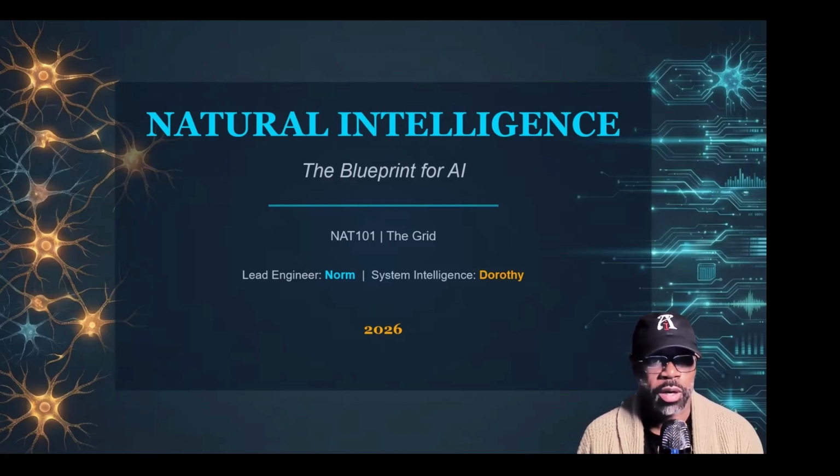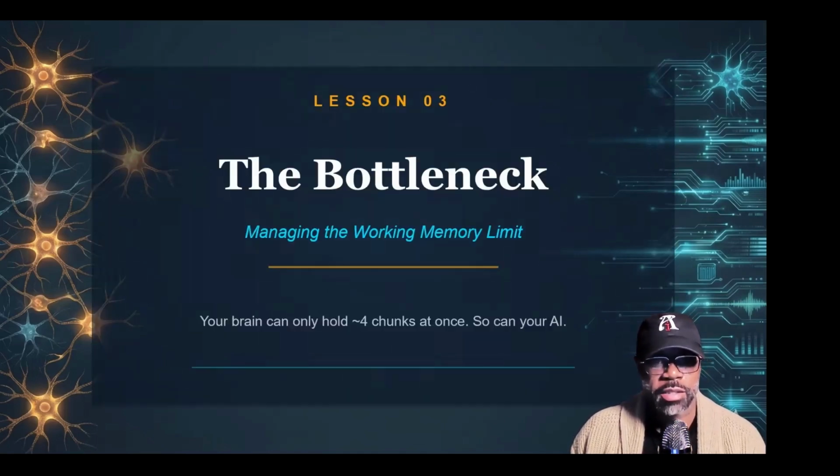Remember, we are building our base, our foundational meta learning skill, the skill of learning how to learn before we dive into actually learning some of the AI principles and fundamentals. In tonight's class, we will be discussing lesson number 3, which is the bottleneck. We'll be managing the working memory limit, and just a little peek into that particular axiom: your brain can only hold 4 chunks of information at once, and similarly for our AIs.